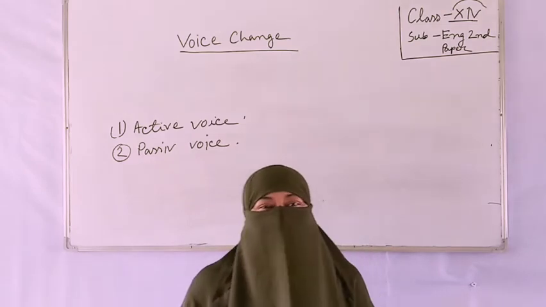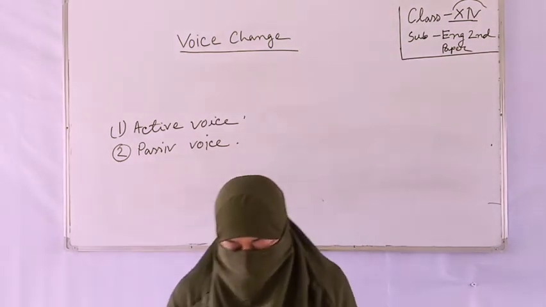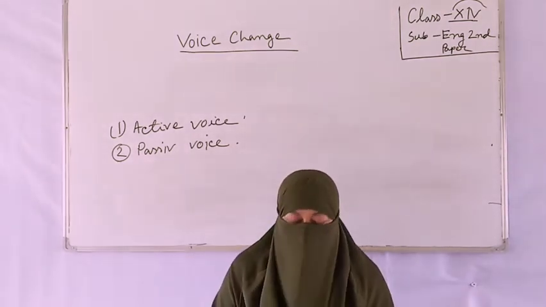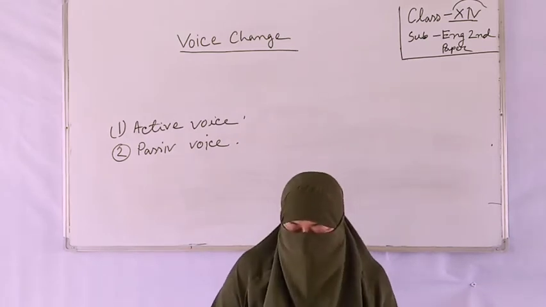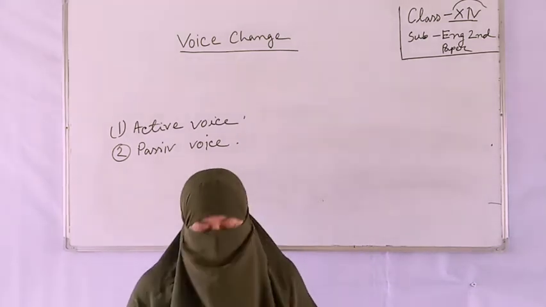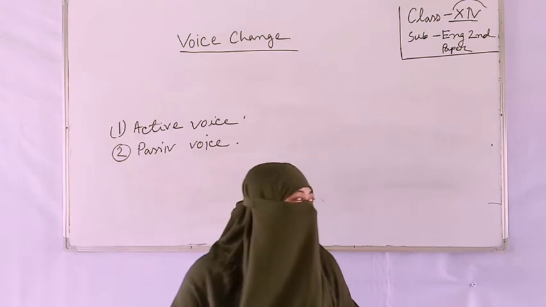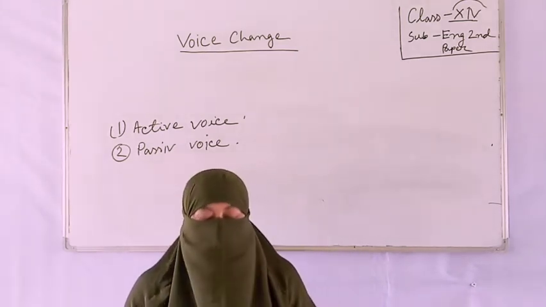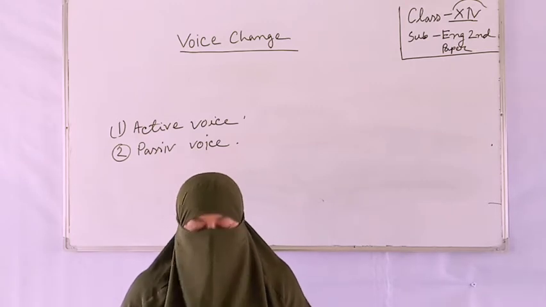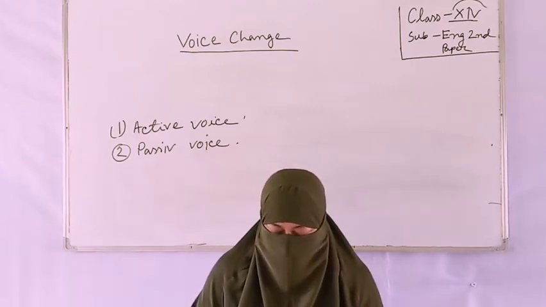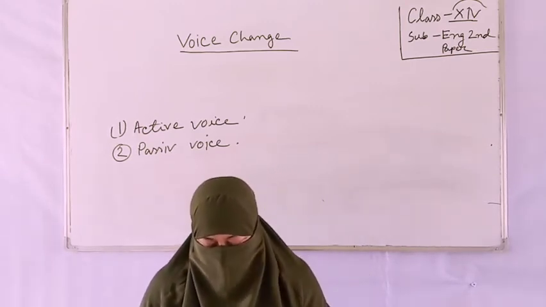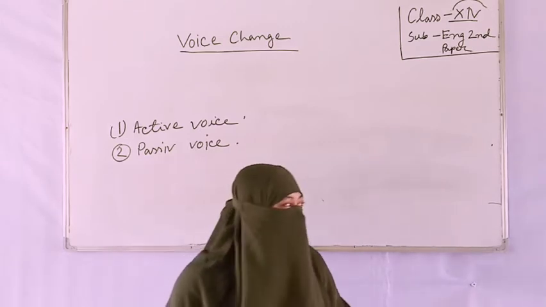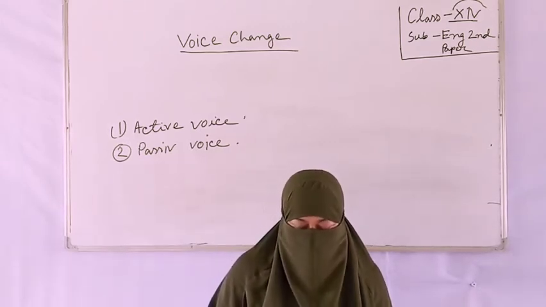Then passive voice. What is passive voice? When the subject of a sentence is acted upon, the verb is in passive voice. It is so because the subject is passive.